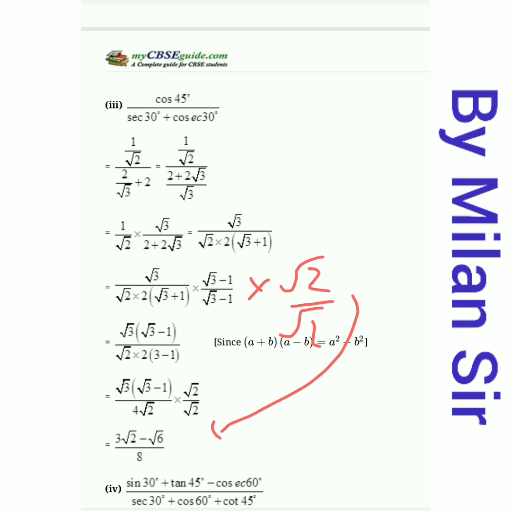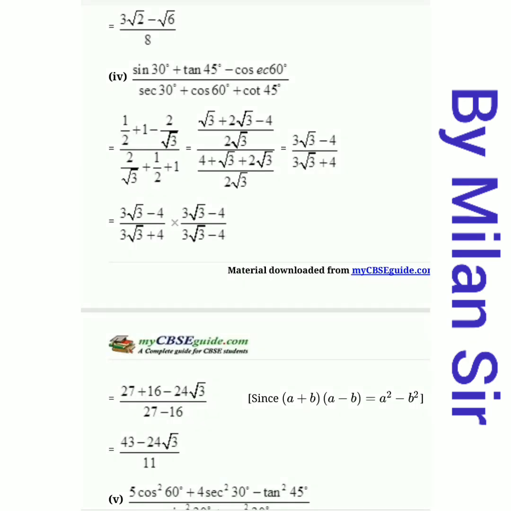So again I am telling you, if anywhere in the answer a square root is present in the denominator, then we need to do the rationalize-the-denominator process. Not only in trigonometry, but in all chapters this rule is applied. Anywhere if a root is present in the denominator, then we need to rationalize the denominator. Okay. Question number 4.